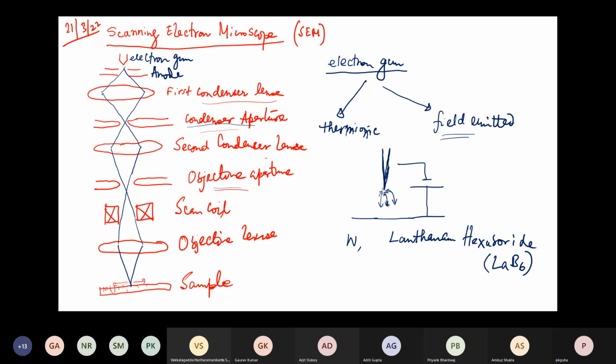Now this anode, as I said, will extract electrons and accelerate electrons. Usually the accelerating voltage is of the order of a few kV. Usually this accelerating voltage is 1 to 30 kV, kilovolts. This is the accelerating voltage which exists at the anode.